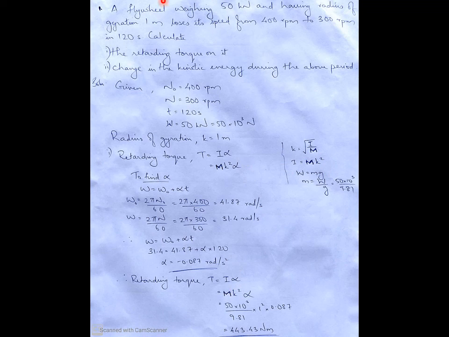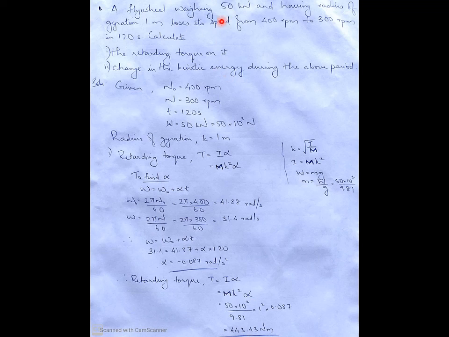Or in the question, a section may be given, like for circular section. So for circular section we know the mass moment of inertia, which is m r square by 2. So either in terms of radius of gyration or in terms of section. Here it is in terms of radius of gyration. So it is m k square into alpha, where alpha is the angular acceleration.